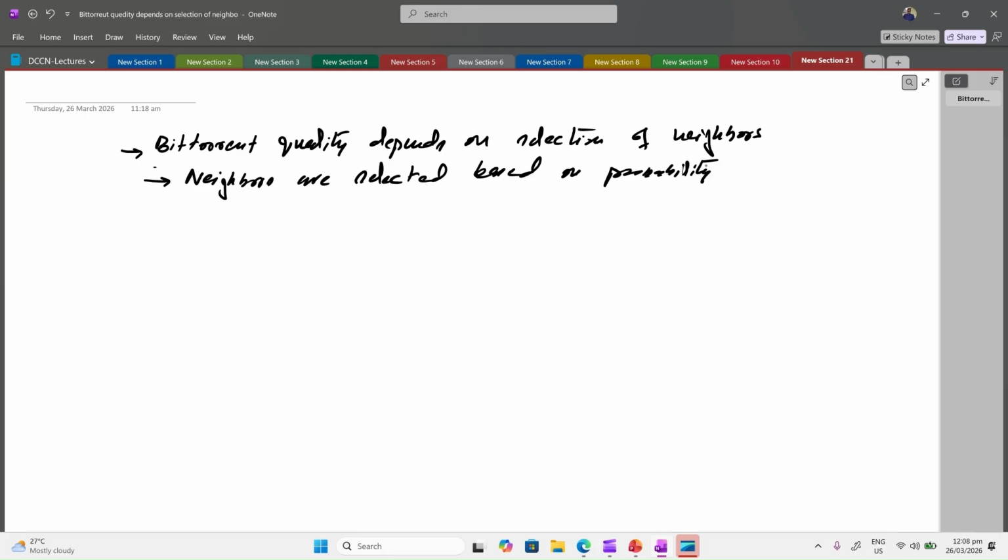Okay, so we need to calculate probabilities to see, if I'm making Lukman my neighbor, what is the probability that Lukman has chunks that are of interest to me?